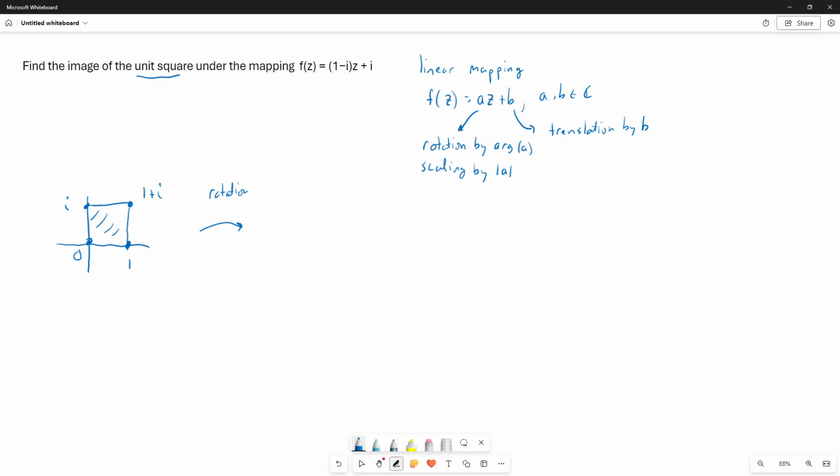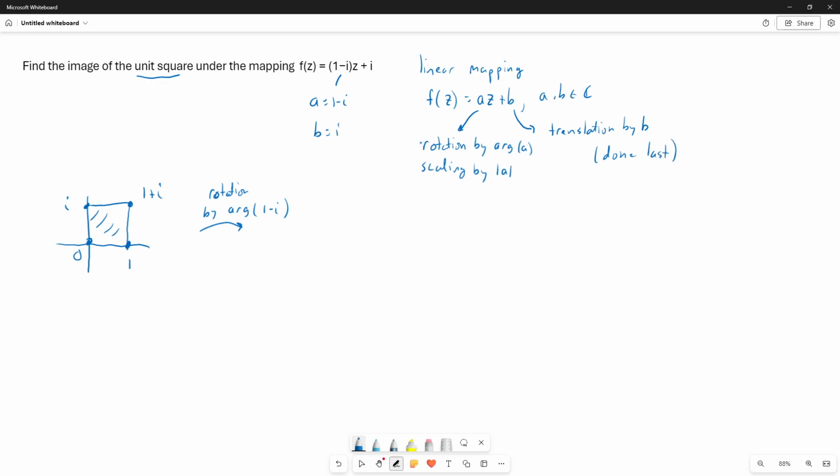Rotation by the argument of 1 minus i. That's a here. a is 1 minus i, and b is i. We'll do that one last. The translation is last. We have to do the rotation and the scaling first, because first we multiply by a, and then we add b. So the translation is done last.